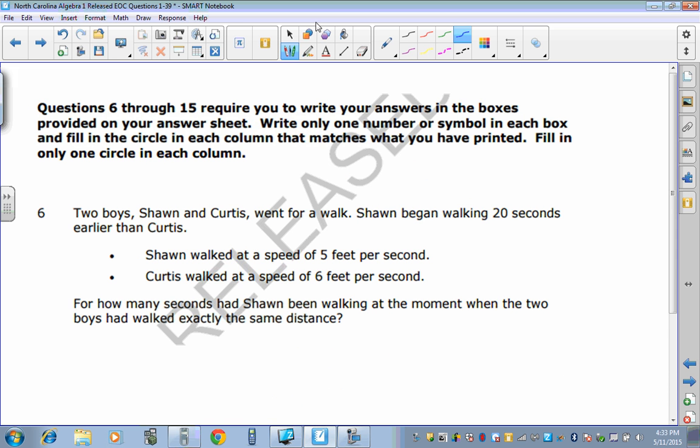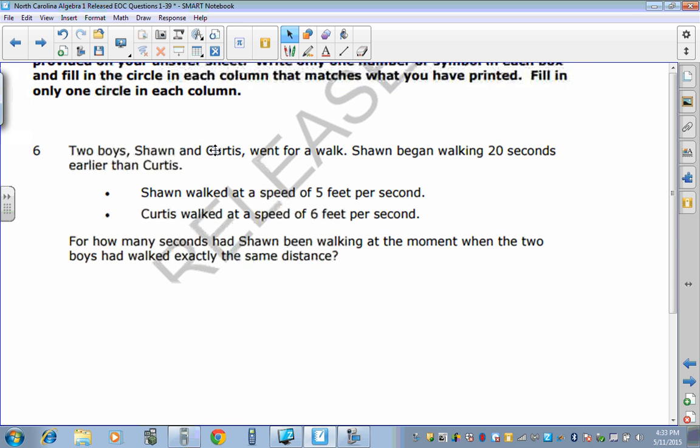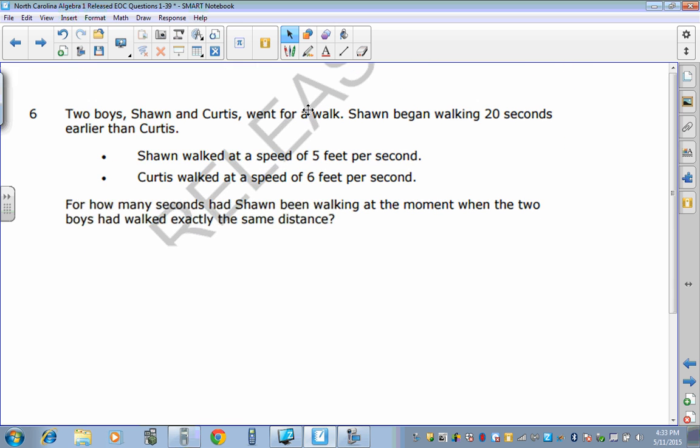Okay, we're going to do some constructive response questions now. Okay, Sean and Curtis went for a walk. Sean began walking 20 seconds earlier than Curtis. Okay, Curtis walked at a speed of 6 feet per second. Okay, Sean walked 5 feet per second. Okay, for how many seconds had Sean been walking at the moment when the two walked exactly the same distance?